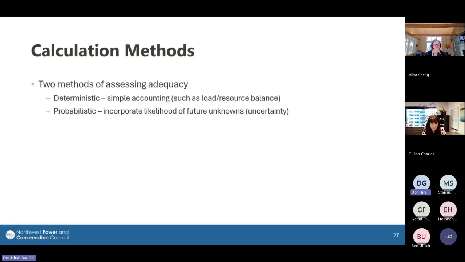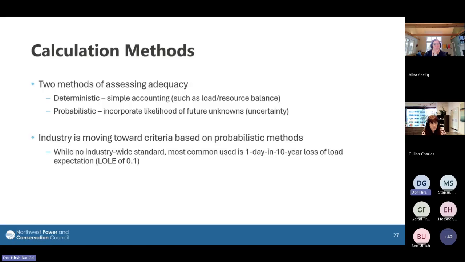When you have fewer uncertainties and you don't need to worry about fuel accounting or the chronological nature of a system, deterministic approaches capture that well. Whereas probabilistic incorporate future unknowns and uncertainty. I mentioned this industry is moving towards probabilistic methods, and while there's no standard, we said the LOLE, which is a probabilistic method, is the main one.